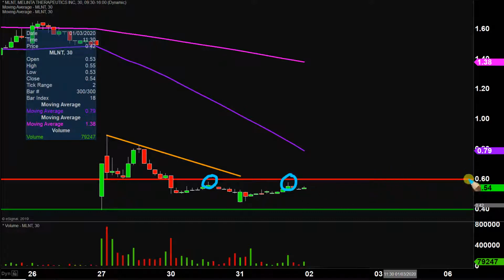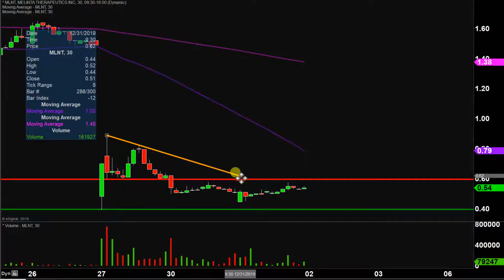So I'm not saying that 60 cents can't be broken. I'm just saying it makes sense why the price is struggling around that area. And if there is going to be any sort of bigger movement, that is the key level that needs to be broken. However, I will give credit where credit's due. The bulls showed some signs of progress today.